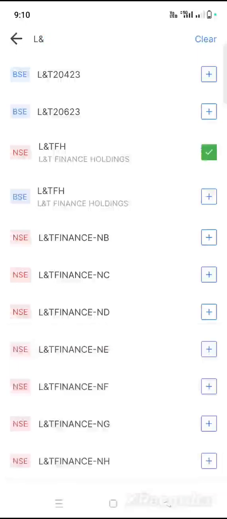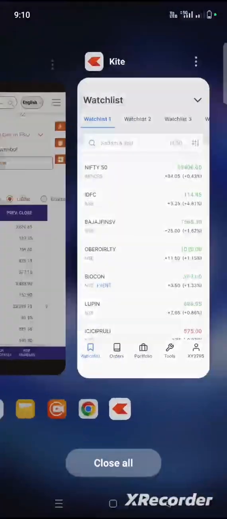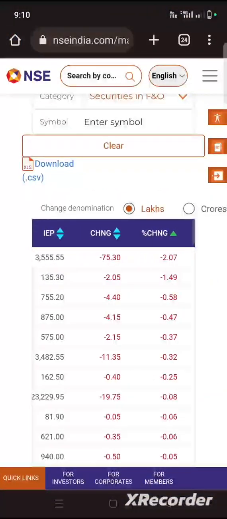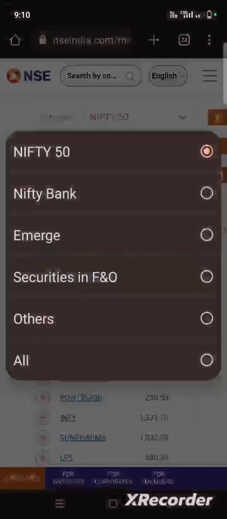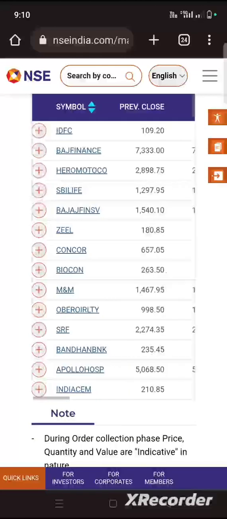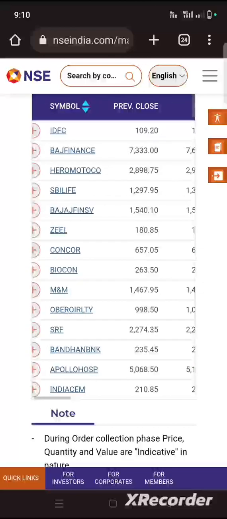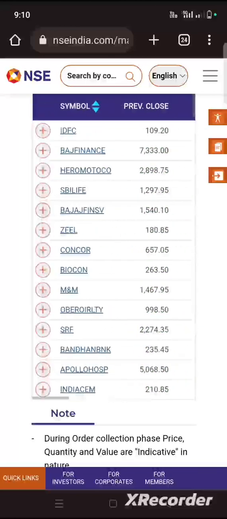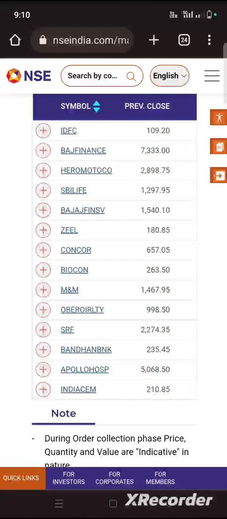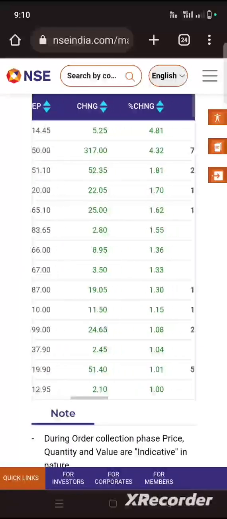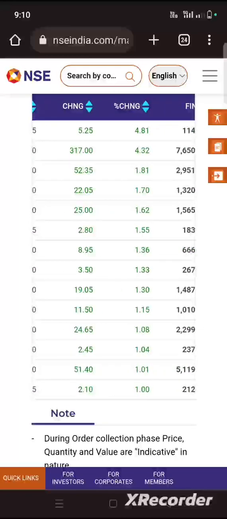See, all this. Okay, so done. This is done for today's. This is pre-market. So once again, I'll check IDFC 4.8%, Bajaj Finance 4.3%, Hero MotoCorp 1.81, SBI Life settling at 1.70, Bajaj Finance 1.62.